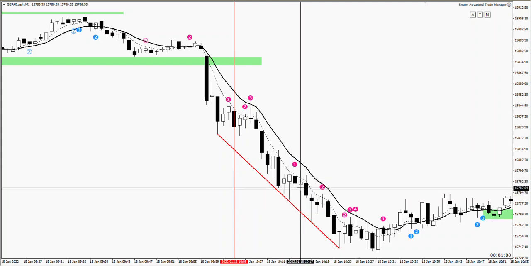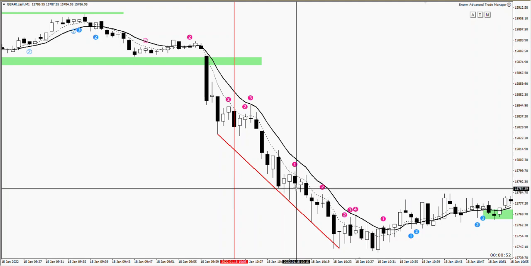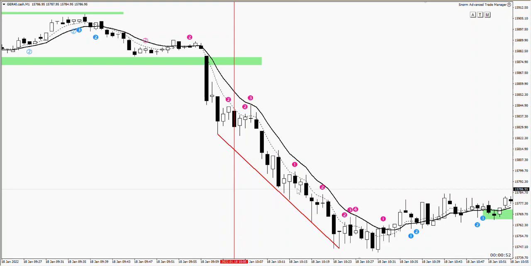I could have taken this, and if I took this, it would have been fine. It would have hit my 2-hour, or did I take it? Actually, I took this one. So here, no, actually, I did take this trade.